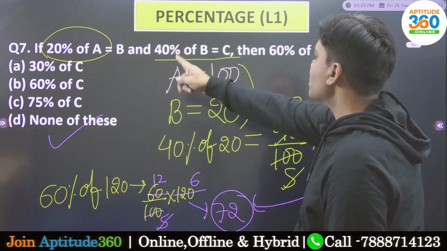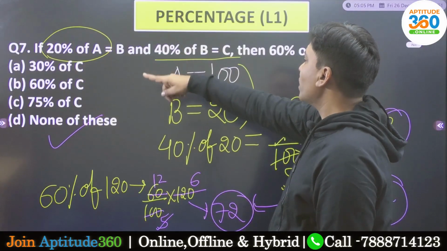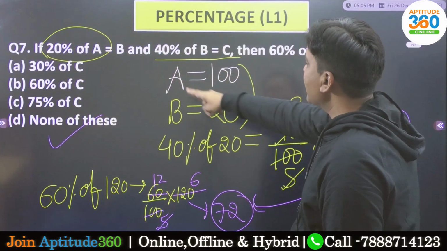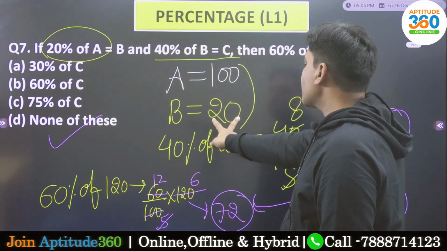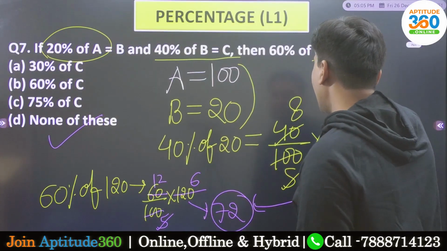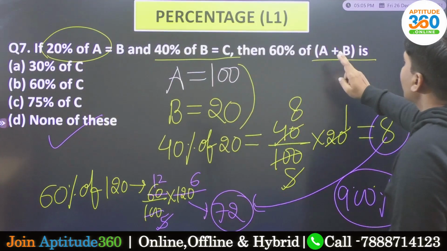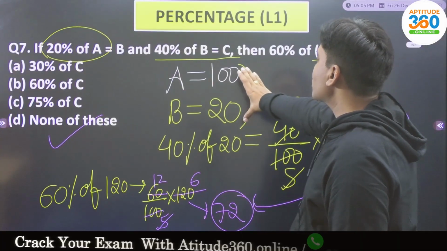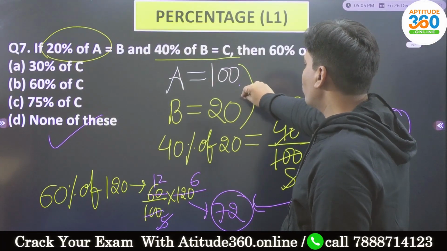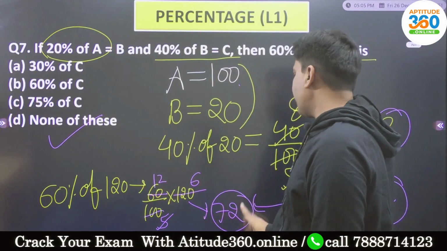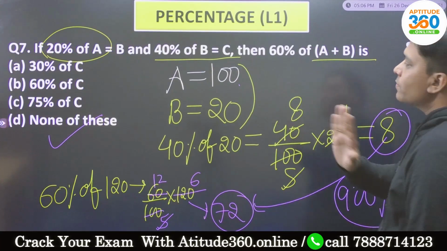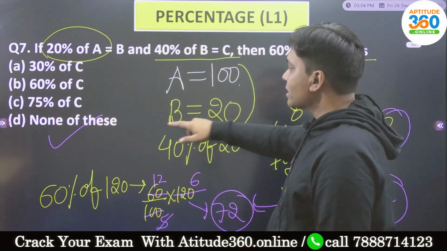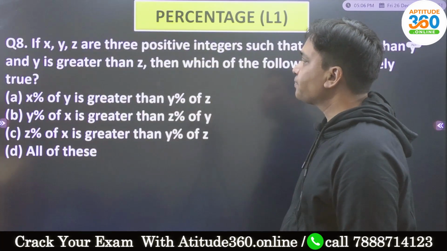What did I say? 20% of A is equal to B. So I took A as 100. So 20% of A is coming out as 20. And then 40% of B is equal to C. 40% of this value is going to be 8. That is absolutely correct. Then 60% of A plus B, 60% of this value will be 120. 60% of 120 is 72. And then it is going to be nothing but 900% of C. The answer is absolutely correct. What is the right answer? None of these.